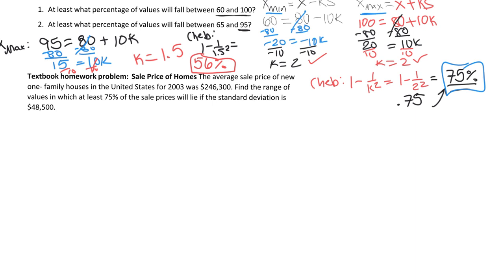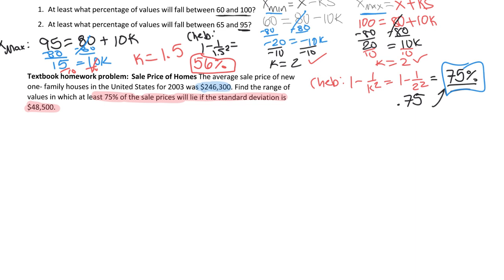All right, so there is a question that is similar to your homework, and this is the last one on Chebyshev's theorem. We spent a lot of time on this. Okay, so sale price of homes. The average sale price of a new one-family house in 2003 was $246,300. Find the range of the values in which at least 75% of the sale prices will lie if the standard deviation is 48,500.